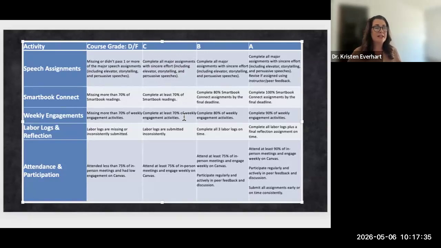So if they just don't feel like it that week, they don't need to participate in that one as long as you get to 70%. Labor logs are submitted but inconsistent. So really, I need one labor log from a C student telling me I'm a C student. I'm going with the C contract. That's what I have time for this semester.